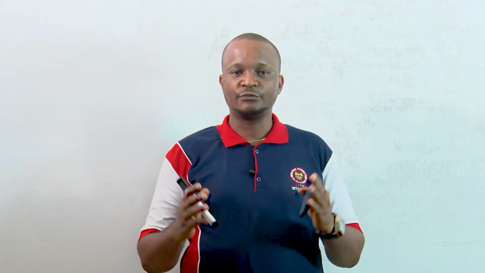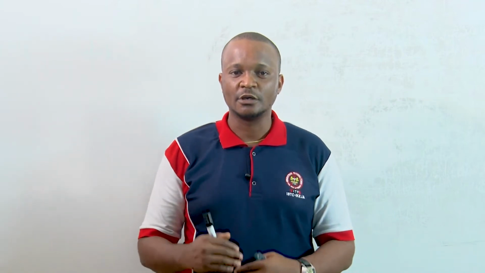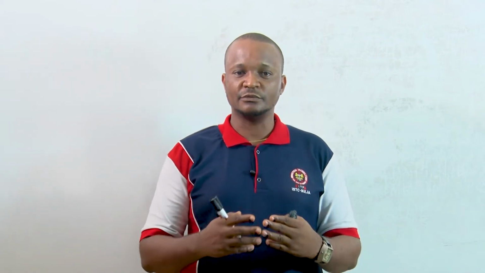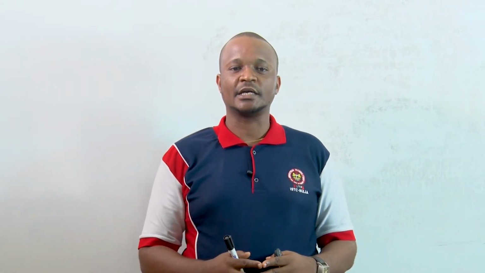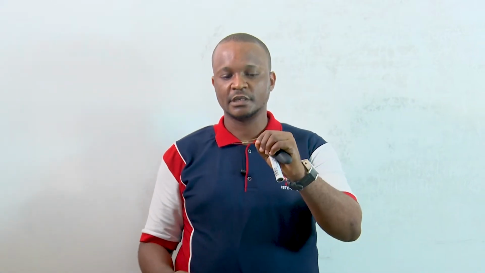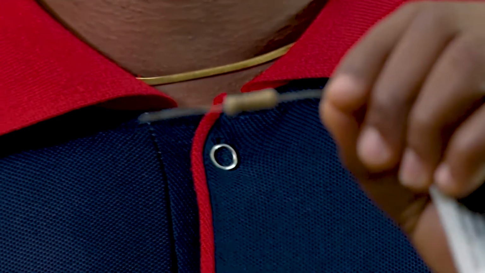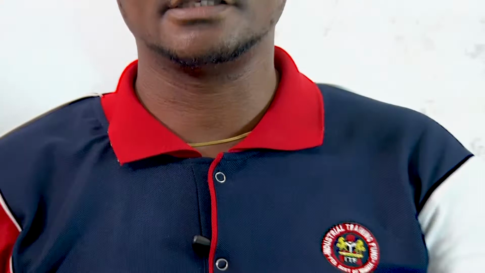So the basic function or the primary element of a resistor is to do what? To resist current flow. And the unit of resistance is ohms. Now there are two types of resistors. A resistor can be a fixed resistor or it can be what? A variable resistor. So we have here a fixed resistor and then we have a variable resistor, okay? So this is a variable resistor and this is what?